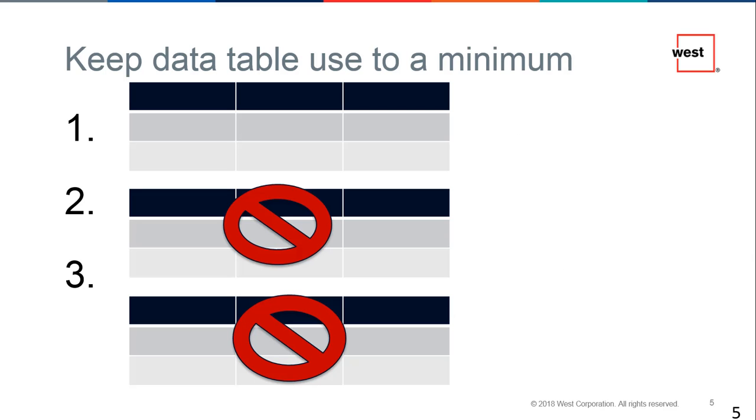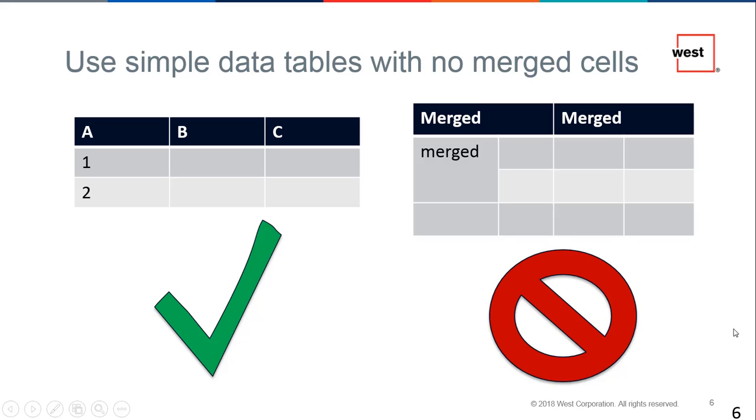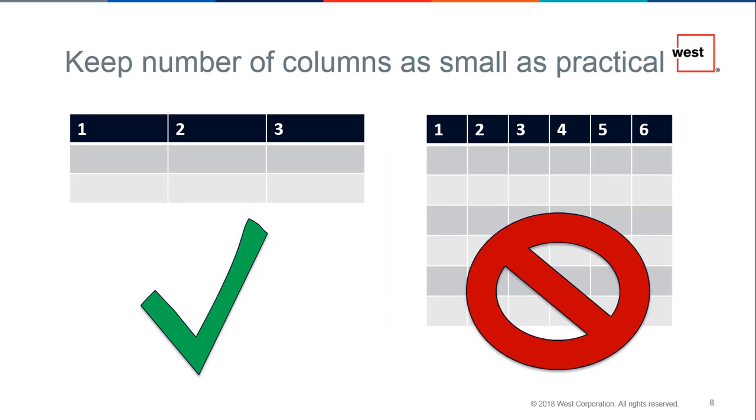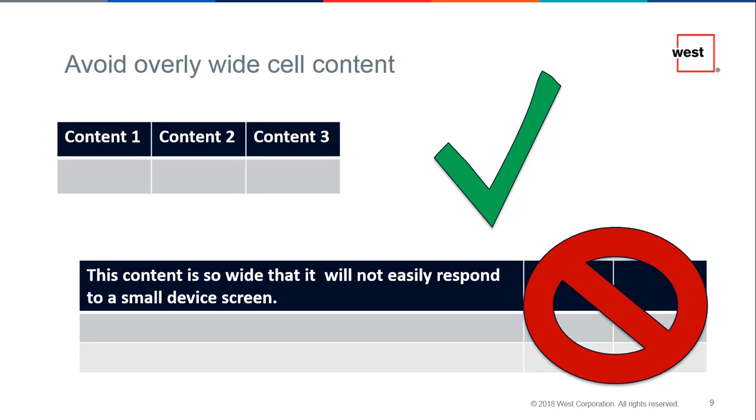Keep in mind that data tables should be kept to a minimum and as simple as possible to accurately display information and relay that information to assistive technologies in an understandable way. Screen readers will be able to access the information as long as we utilize the accessibility features. Small data tables will respond well to small devices, but data table responsiveness is slightly limited by the nature of the grid array. Users on those small devices will have a harder time if there are too many columns or if the data in the cells is too wide.